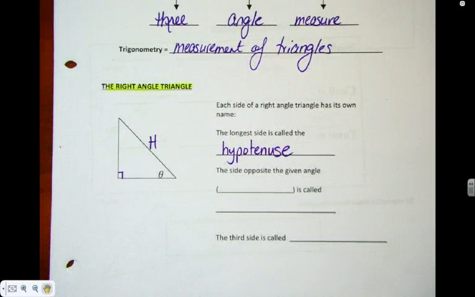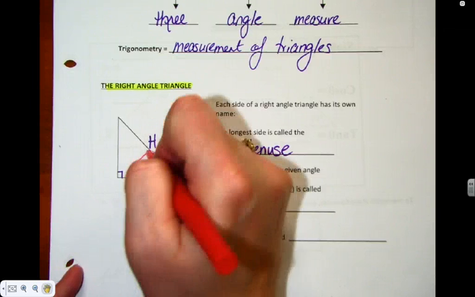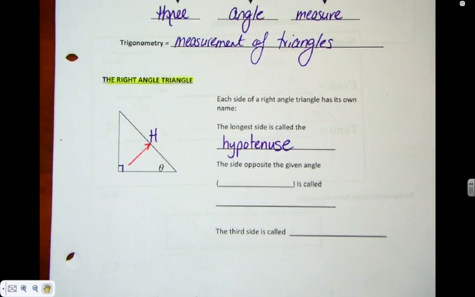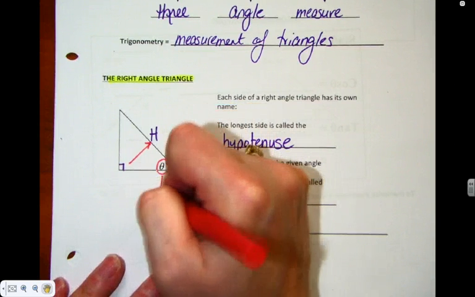Hypotenuse is always the longest side, and it's always opposite the right angle. And it's such a weird word. It also comes from Latin, which is the foundation of Greek, and in Greek it means longest side. So it's actually literally called the longest side. The side that's opposite the given angle, well, let's talk about this little guy right here.